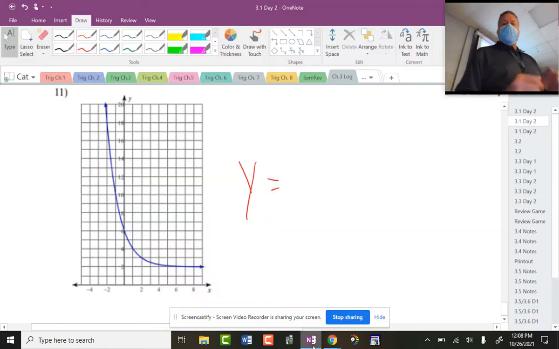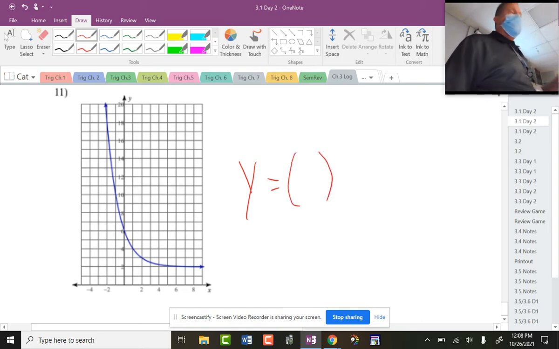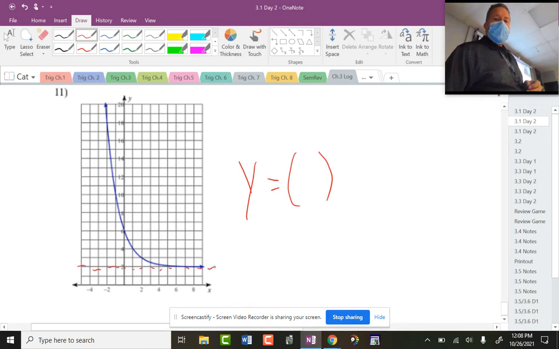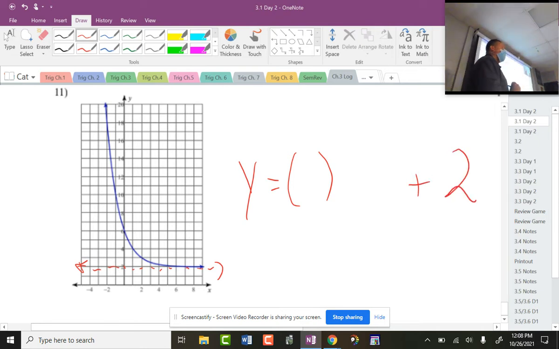All right, so the first thing we discussed was that this number should be between 0 and 1. This is a decreasing situation. Then we should take this in steps. We should know that this is asymptotic behavior, with an asymptote at y equals 2. That means this went up 2, so we have a plus 2 in the equation. So this is the breakdown of it.